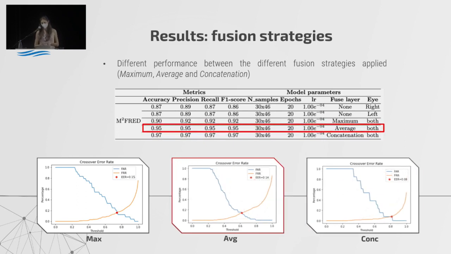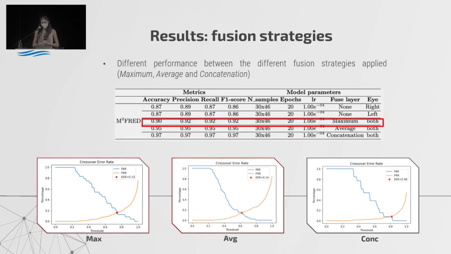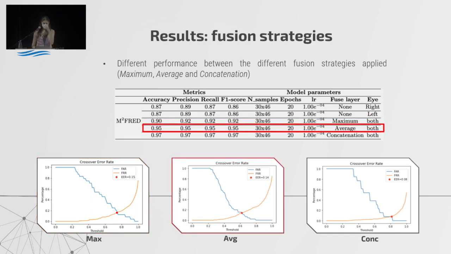Then we have the average fusion level, that is the second one. We have an accuracy of 0.95, so it is a little bit worse than the concatenation layer, but we have acceptable metrics in this case. And the equal error rate in this case is 0.14.